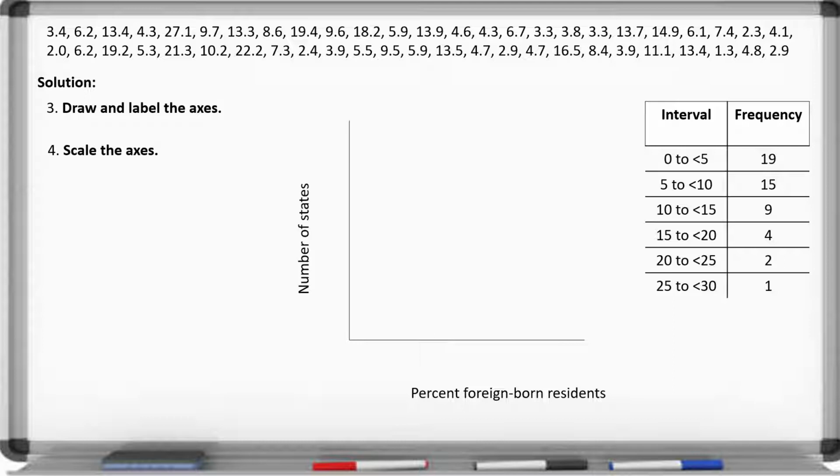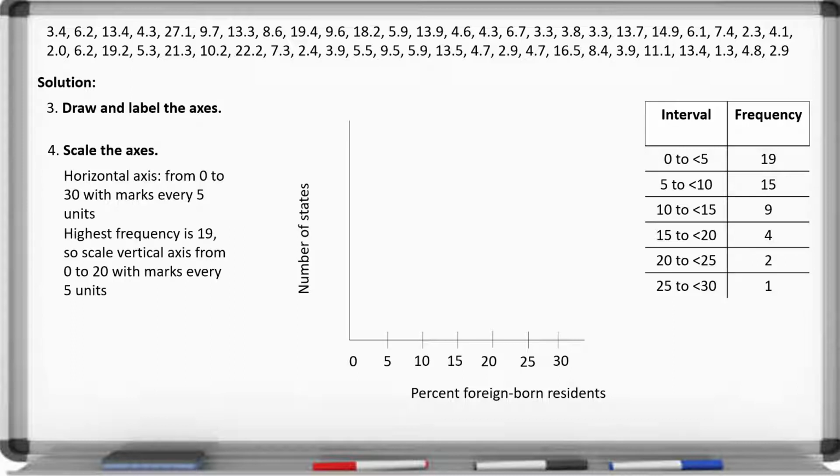Next up, we want to scale the axes. So the horizontal axis, we're going to make it from 0 to 30 with marks every 5 units. And we did 0 to 30 because that represents the interval. Alright, so now for the next part, the vertical axis, the highest frequency notice is 19 and the lowest is 1. So we're going to start from 0 to 20 and mark every 5 units.